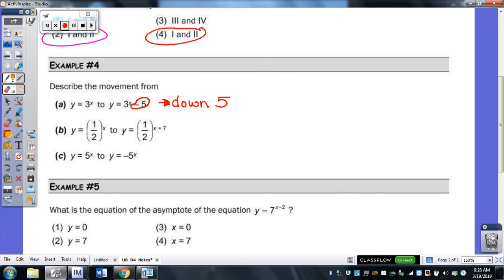So for B, we got 1/2 to the x, and then it's 1/2 to the x plus 7. That plus 7 is up in the exponent with the x. So which way is that going to move? Left, yes. It's always opposite of what you think when it's with the x. So that one would be left 7.